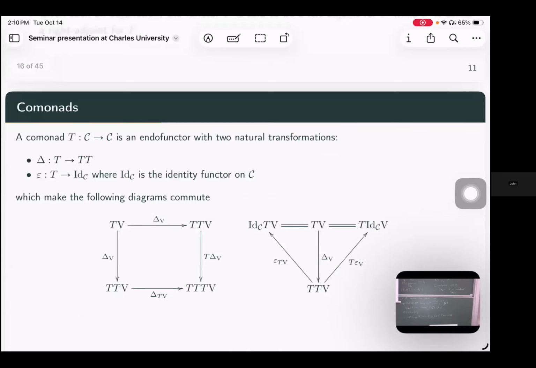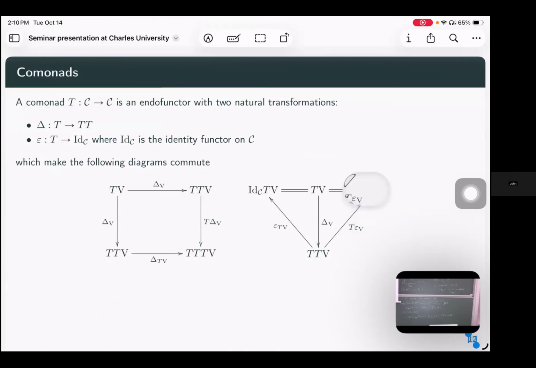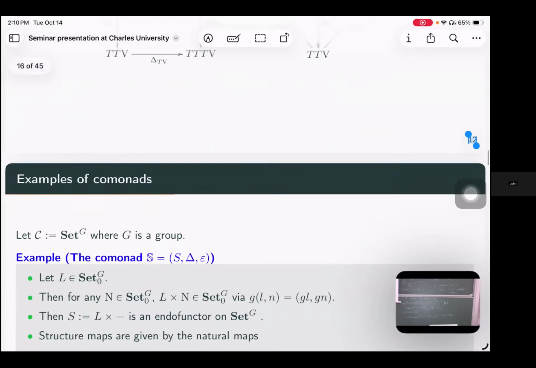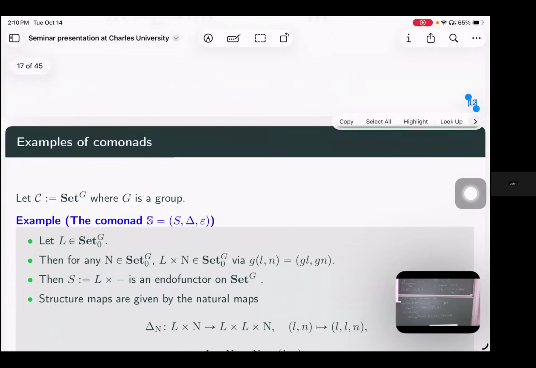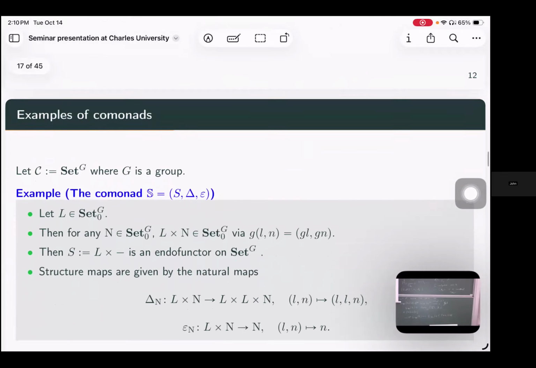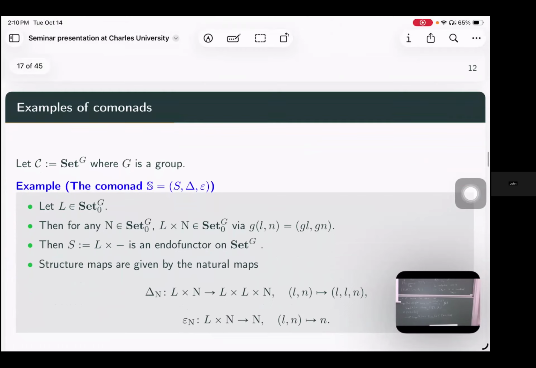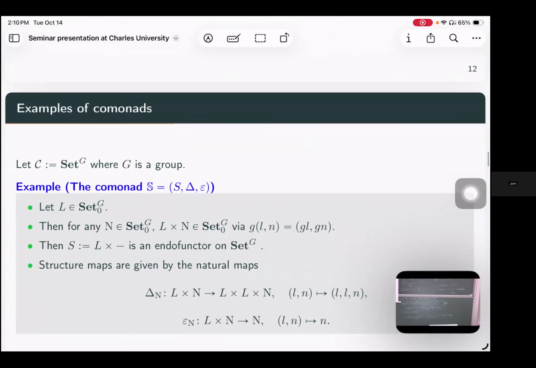Yes, so I think I'll just skip this since Julius has spoken about comonads. Now, I would give an example of a comonad, and maybe just make a few clarifications to what Julius said.